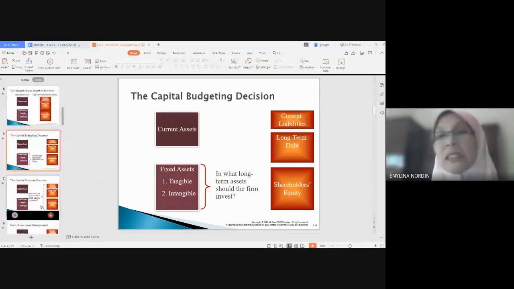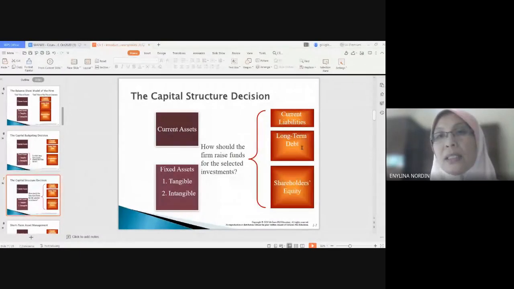Here you can see that, right? Current liabilities, this is for short term. So how should the firm raise funds for the selected investment? Kalau kita decide to buy a new building tadi, for the first question, then for the second question, the company has to ask whether to finance this asset using long-term debt or using equity. So the company must make a smart financing decision lah. Itu later on kita kena belajar nanti dalam next chapter.